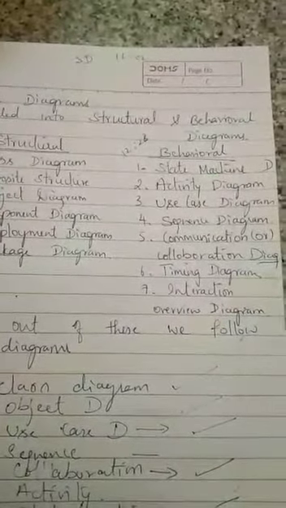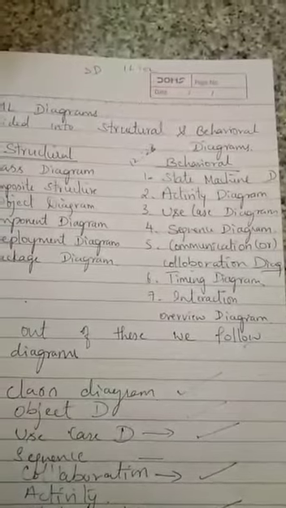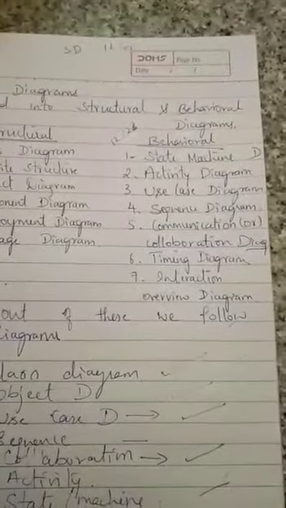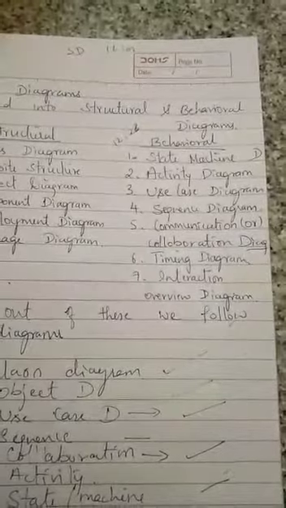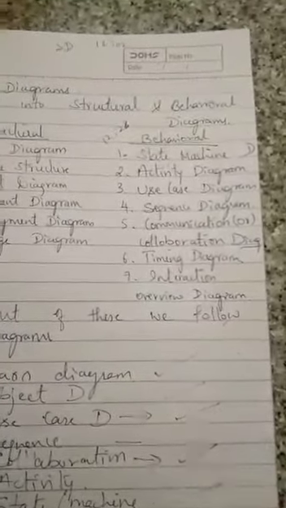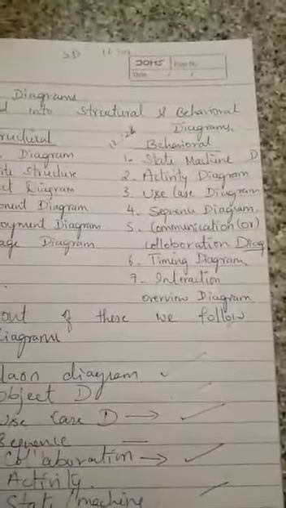So next is seventh, that is interaction overview diagram. It models a sequence of actions and helps us to simplify complex interactions into simpler occurrences. What are all the interactions that have been done in complex mode? This diagram helps us to simplify this complex into simplex occurrences, and this interaction overview model is a combination of both activity and sequence diagrams.